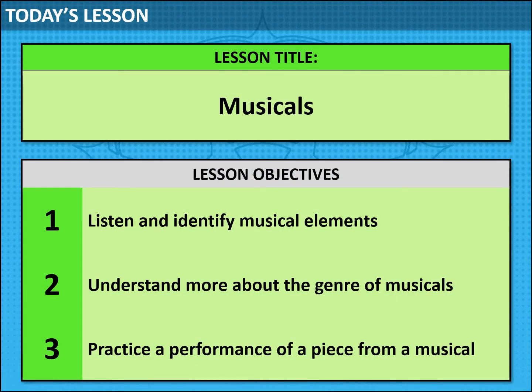So what I'd like us to do by the end of today's lesson is to be able to listen and identify different musical instruments, but also elements as well. Understand more about the genre of musicals, a little bit more information to come from that, and to practice a performance from a musical.